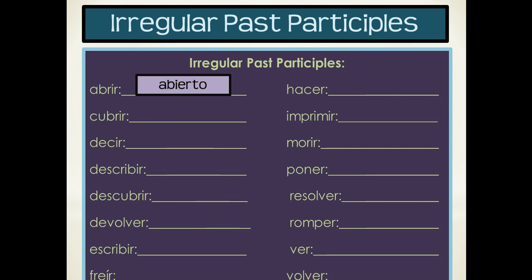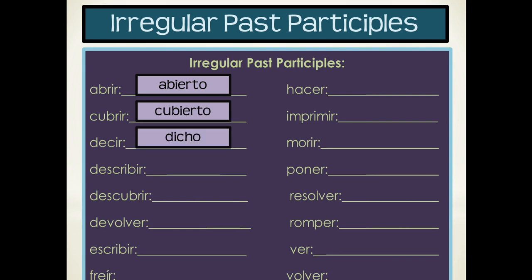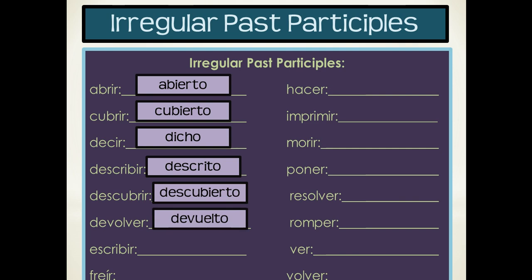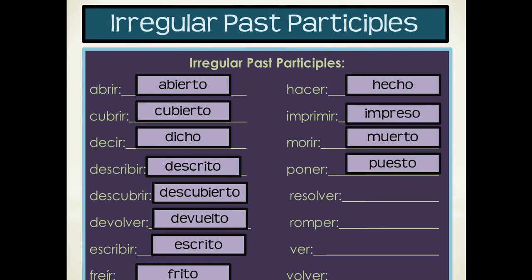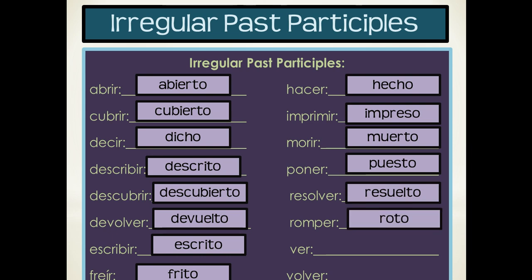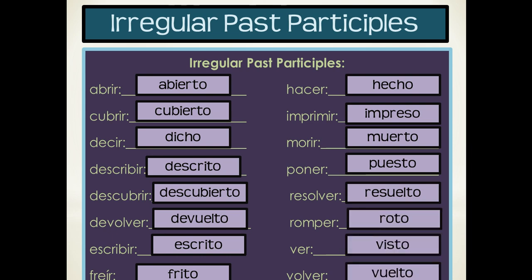So abrir, abierto, cubrir, cubierto, decir, dicho, describir, descrito, descubrir, descubierto, devolver, devuelto, escribir, escrito, freír, frito, hacer, hecho, imprimir, impreso, morir, muerto, poner, puesto, resolver, resuelto, romper, roto, ver, visto, and volver, vuelto. Notice that the prefixes use the same irregular past participle. So volver is vuelto and devolver, devuelto.